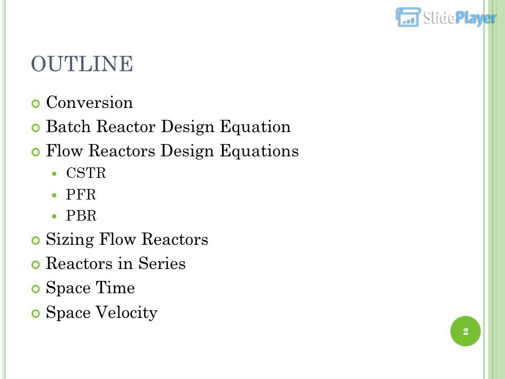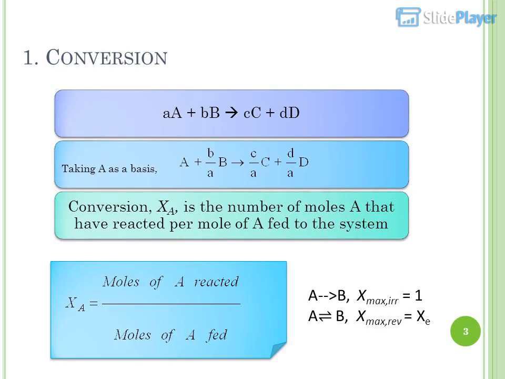Spacetime. Space velocity. 1. Conversion. For the reaction aA plus bB goes to cC plus dD, taking A as a basis. Conversion, X_A, is the number of moles of A that have reacted per mole of A fed to the system. For A goes to B, X max for an irreversible reaction equals 1. For A reversible to B, X max equals X equilibrium.